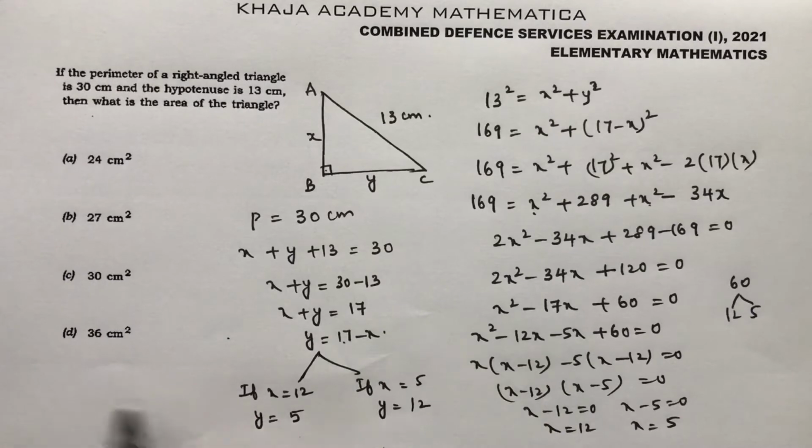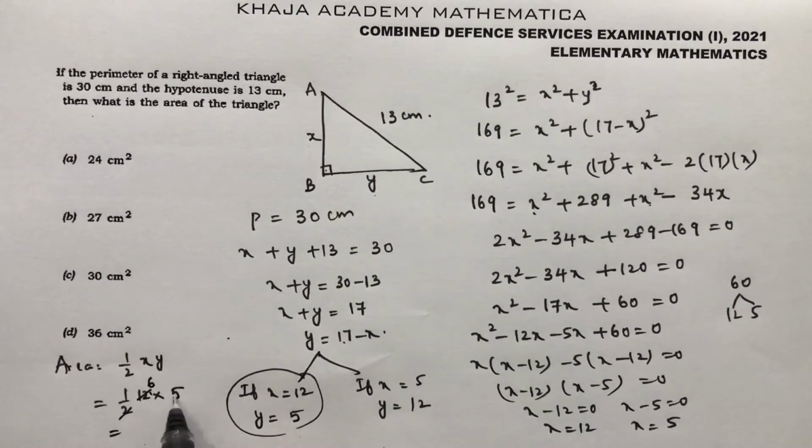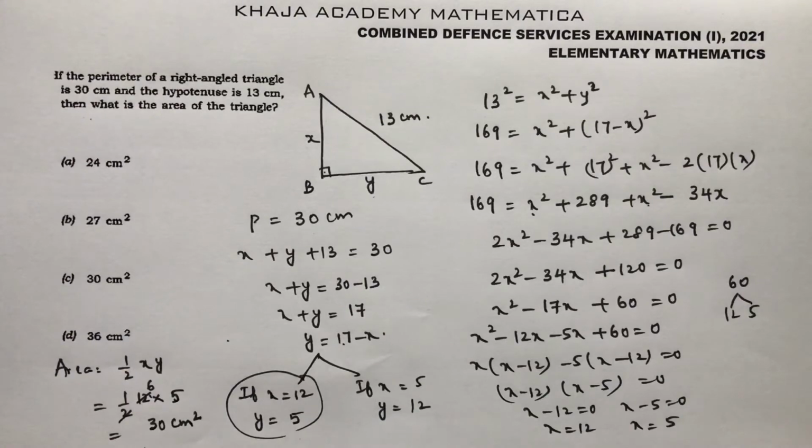Now find the area. Suppose you take x as this one. Area is half x into y, or half base into height. So half into 12 into 5. 2 times 6 is 12, so 6 times 5 is 30 centimeter square. So the correct option is C.